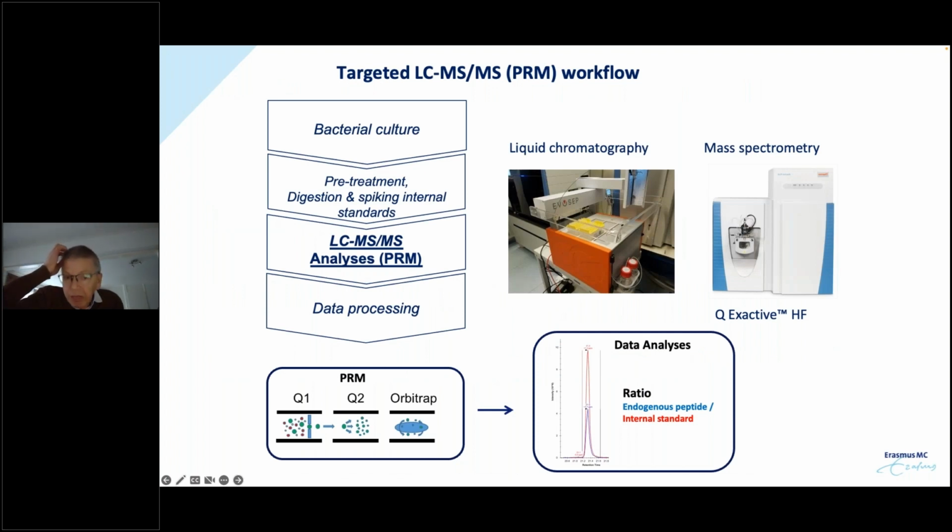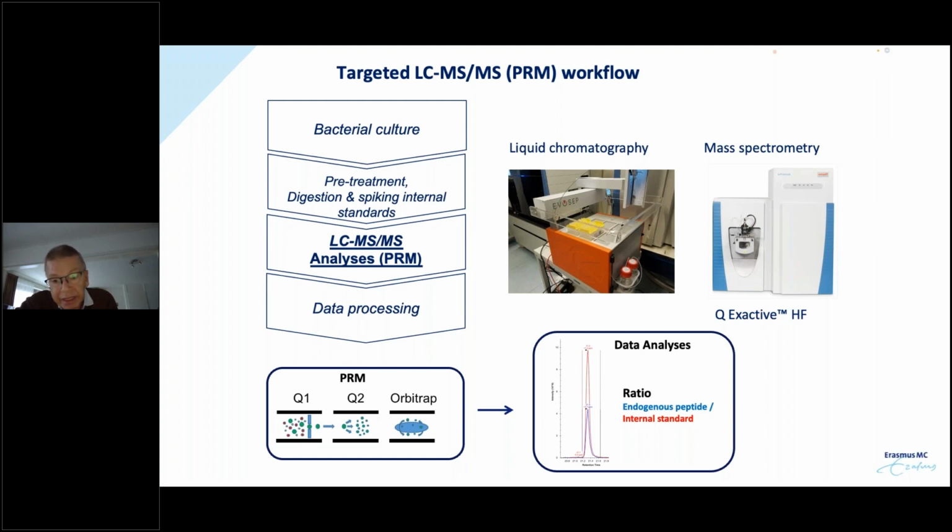We go to the next slide. So our workflow is using bacterial cultures, pre-treatment, digestion, spiking internal standards, and we use an LC-MS analysis and a targeted approach to look at specific peptides that are characteristic for an antibiotic resistance mechanism. We use data processing, and at the bottom is a cartoon of how Orbitraps work, and on the right is the data analysis.